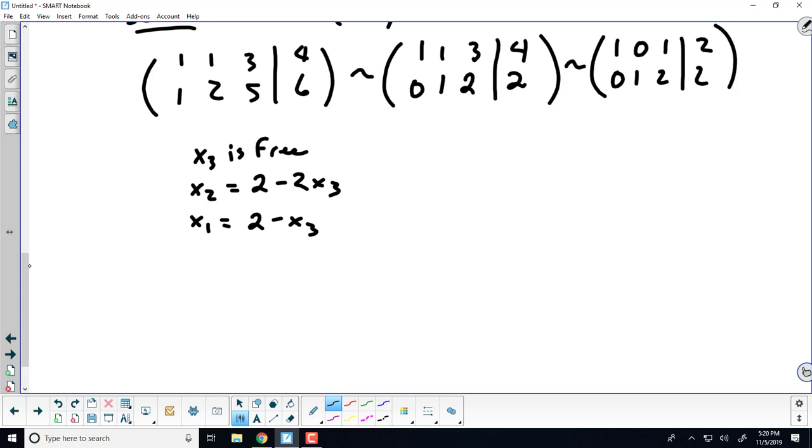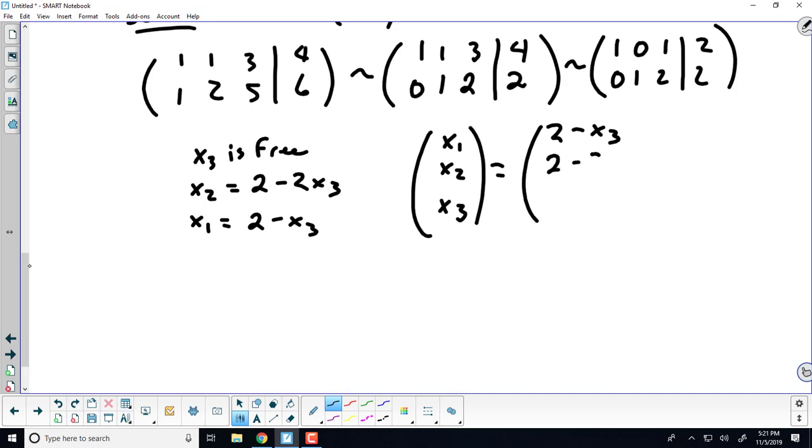So another way to express this solution then is to say that the solutions in the form x1, x2, x3 are going to look like 2 minus x3, 2 minus 2x3, and x3. Okay? Now I'm just going to break this down. So this is what's going on here, folks. I'm just going to break this down into the particular solution and the solutions to the homogeneous. Okay? Well, one way you could get the solution to the homogeneous is to go back and do what?